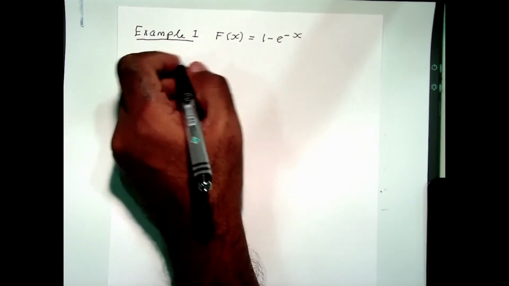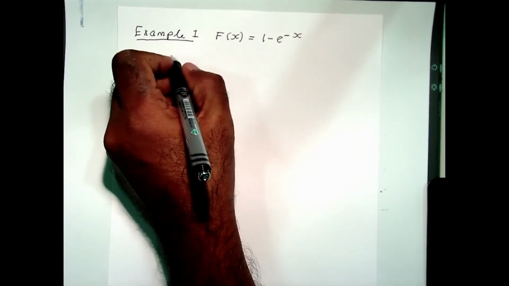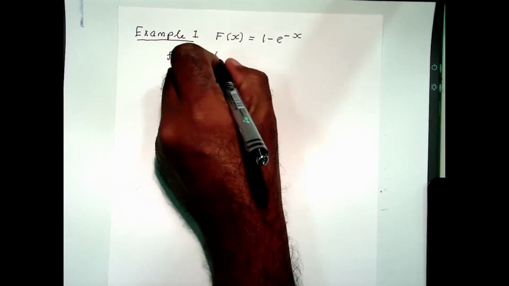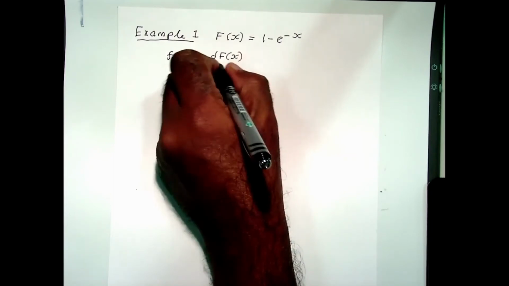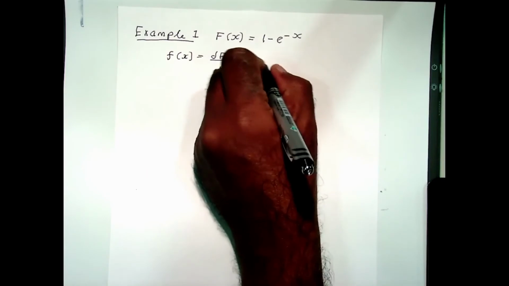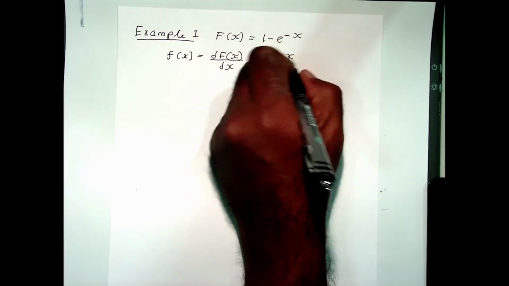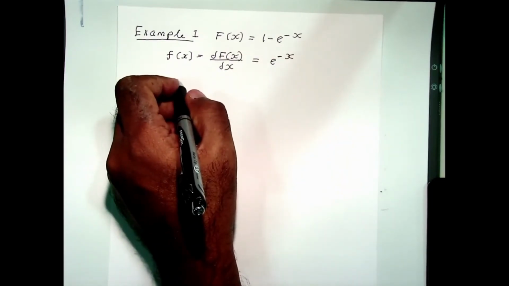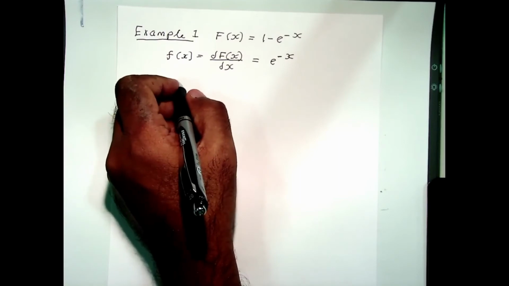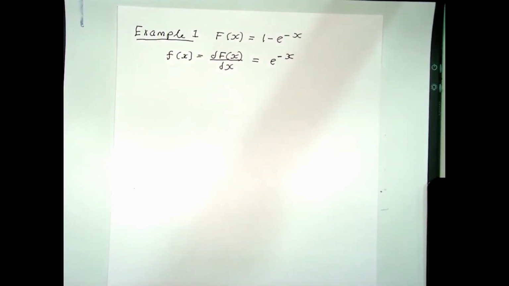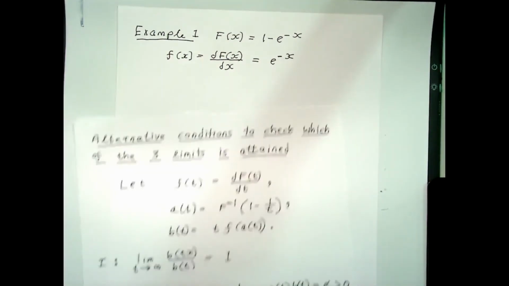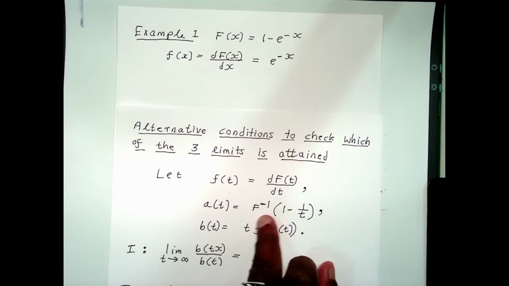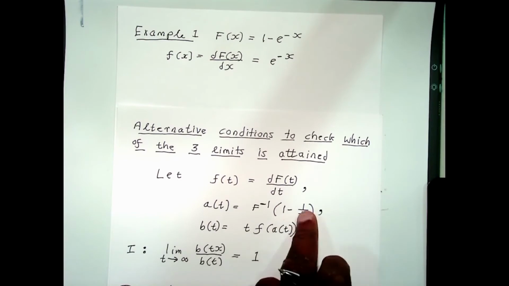So the first thing we need to work out is the derivative. So little f of x is the derivative of the capital F of x, right? And this is going to be e to the minus x. So it's obvious that the derivative of this is this. Now the next thing we need to find out is a of t. Now in order to determine a of t, remember, I should go back to the slide. A of t is given by this formula. So we need to find the inverse function of F at 1 minus 1 divided by t.